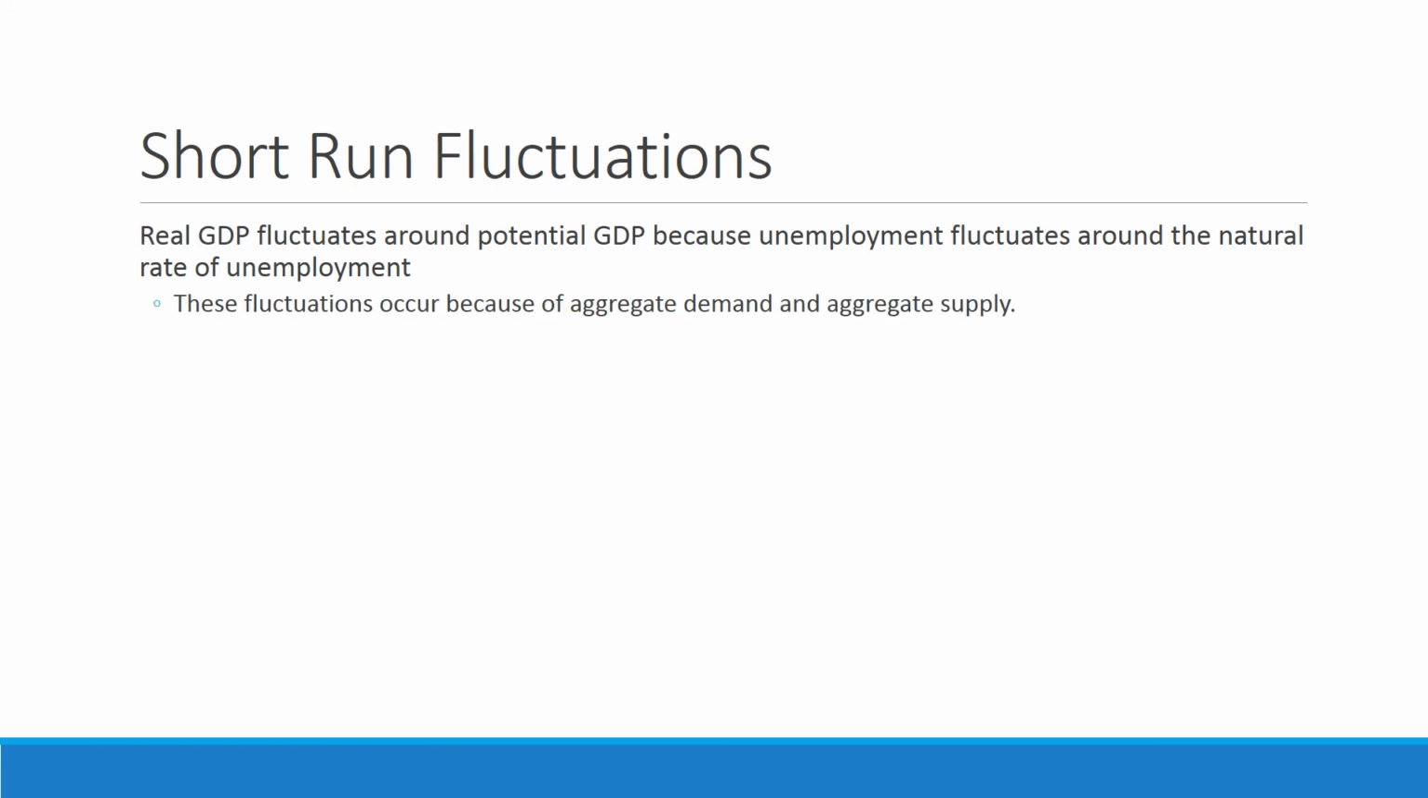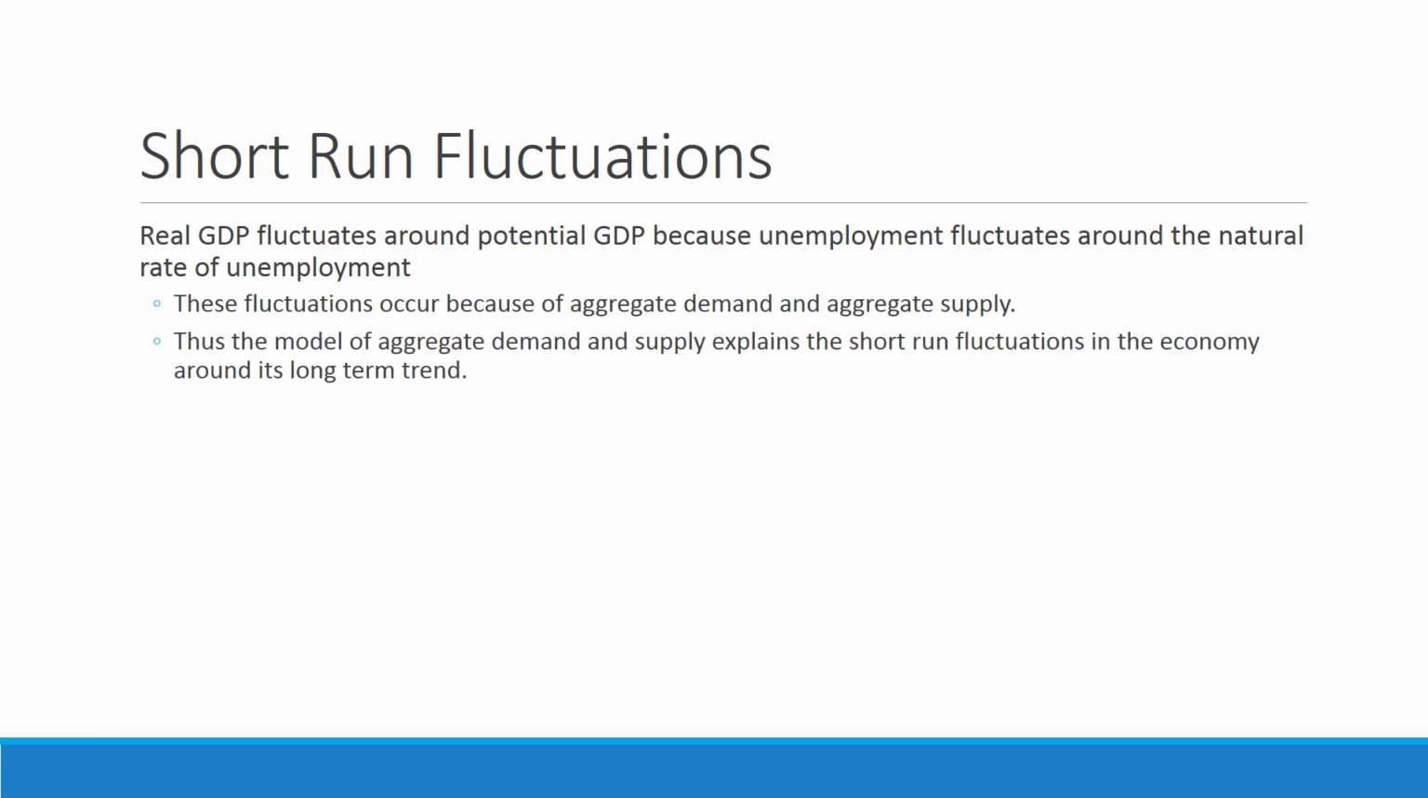So the fluctuations occur because of aggregate demand and aggregate supply. Now, aggregate, the term here means total. So we're talking about total demand, total supply. So this is every market combined. So the model of aggregate demand and supply explains the short-run fluctuations in the economy around its long-term trend. And that's the key. When we talk about fluctuations, we're talking about short-term. Short-term aggregate supply does not mean the same thing as long-term aggregate supply. So you're going to see that. So when aggregate demand and aggregate supply are fluctuating, they do so around this long-term trend line.